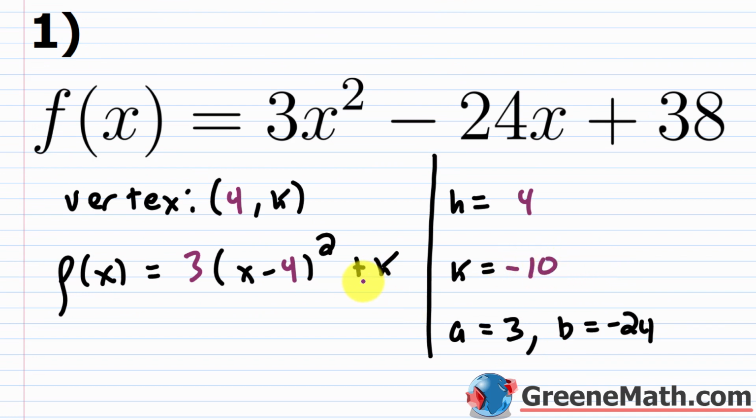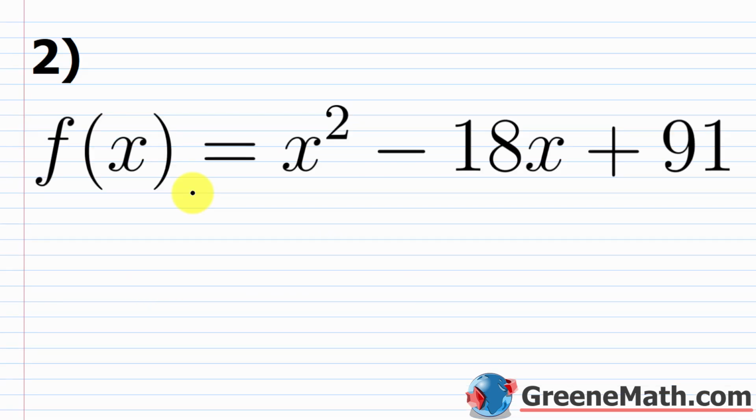So over here, again, you can go plus negative 10 or just write minus 10. And then right here, let's put negative 10. All right, so the vertex again is h comma k, so 4 comma negative 10 in this case. And then the vertex form, you have f of x is equal to 3 times the quantity x minus 4 squared minus 10.